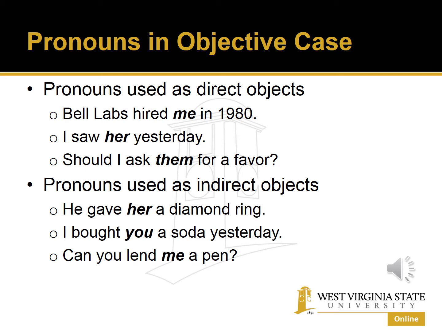I bought you a soda yesterday. You is the indirect object. I, the subject. Soda is the direct object. You doesn't change across the objective and the nominative case, but in this case, it's still the indirect object. And then finally, can you lend me a pen? You is the subject, pen is the object, me in the objective case is the indirect object.